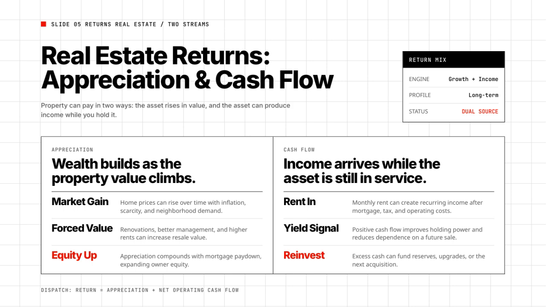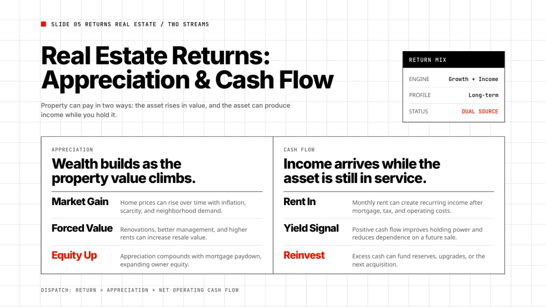The second key way real estate delivers returns is through cash flow. This is the income you receive while you still own the property, mainly from rent payments. After covering your mortgage, taxes, and operating expenses, positive cash flow provides recurring income that can boost your financial stability. This income not only supports your holding power, but also lessens the pressure to sell the property quickly.